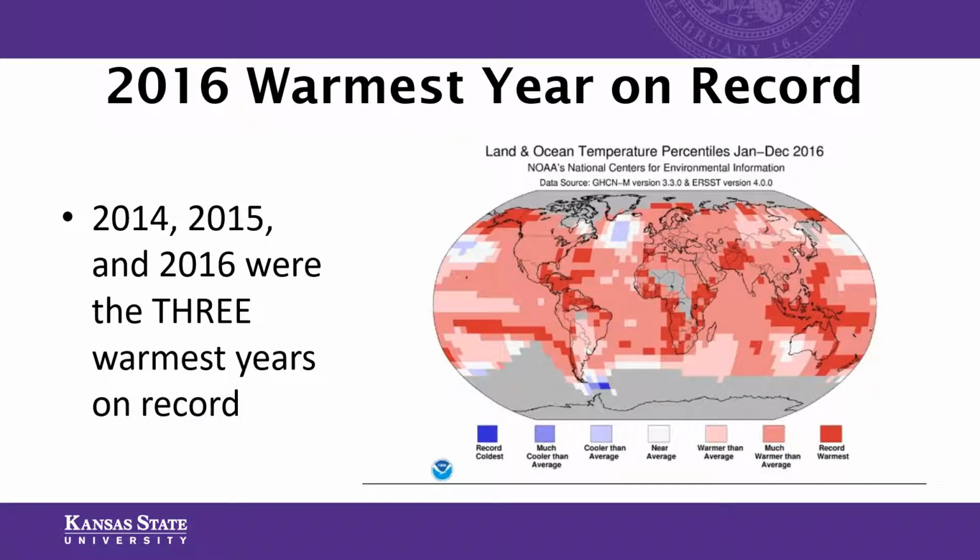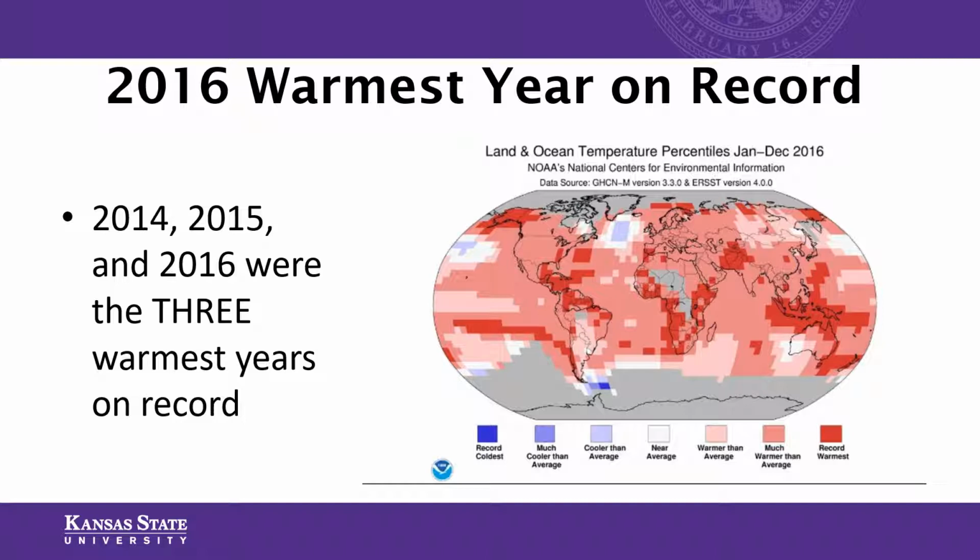Earth's surface temperature in the year 2016 was the warmest we have seen since modern record keeping began in 1880. This is according to independent analysis by NASA and NOAA. NOAA is the National Oceanic and Atmospheric Administration. NASA and NOAA are two of the largest collectors of data related to climate change in the United States.